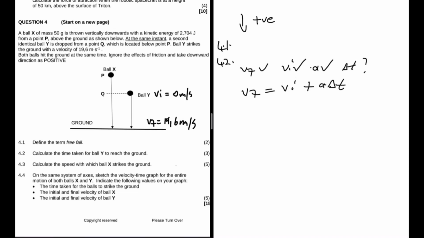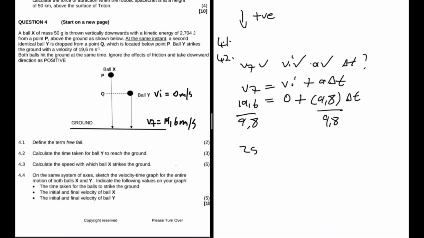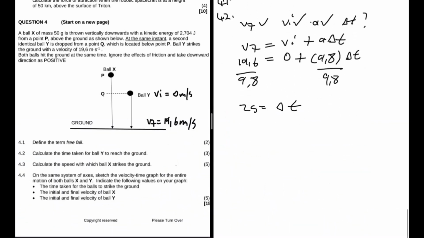What is VF? VF is 19.6, the velocity at which it strikes the ground. What is VI? It was dropped. Every time a ball is dropped, its initial velocity will be 0, plus 9.8 because we're taking downward as positive, multiplied by delta T. So basically, we divide both sides by 9.8. So 19.6 divided by 9.8 is 2. So we have delta T equal to 2 seconds, right? And that's it for 4.2.